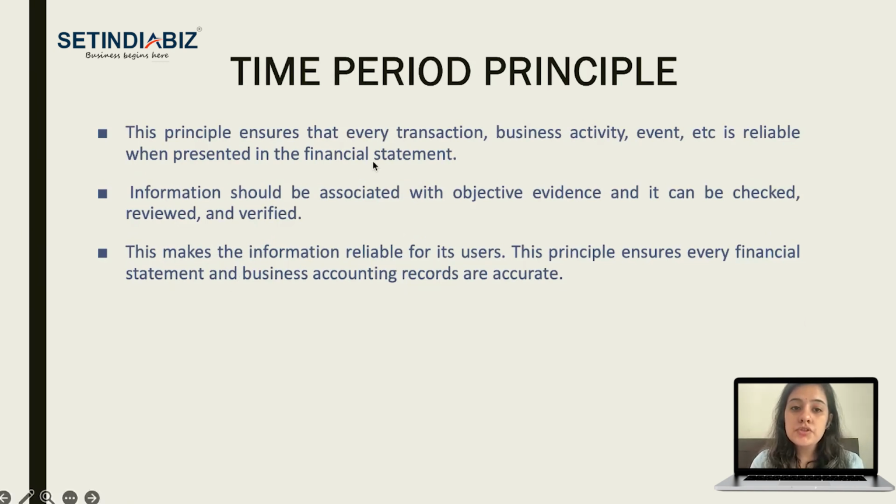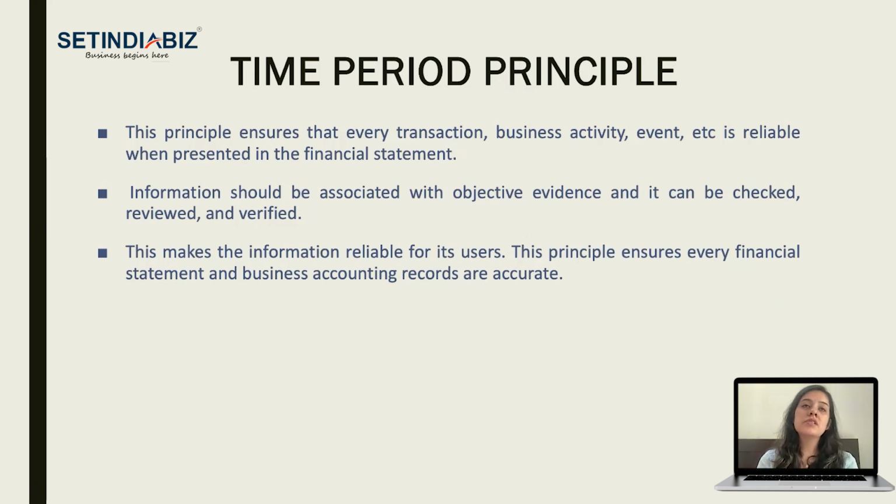This principle ensures that every transaction, business activity, event, etc. is reliable when presented in the financial statement. Information should be associated with objective evidence and it can be checked, reviewed, and verified, right? So time period principle means that whatever transactions are being recorded, they are occurring during that financial year, right? We know the financial year runs from 1st April to 31st March. Most of the companies follow this rule.